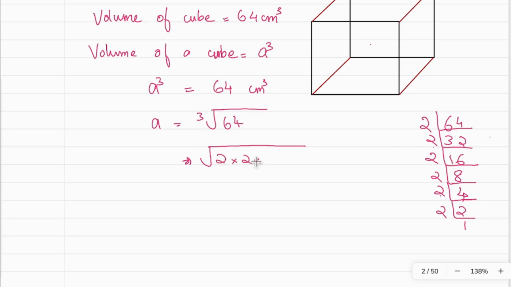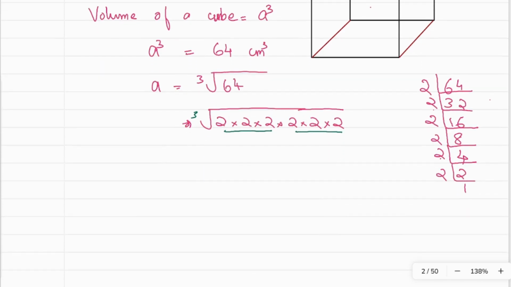2 into 2 into 2 into 2 into 2 into 2. So like this we can write. Then what we have to do? We have to do it like this: combine three 2's together. So from here I can take one 2, and from here I can take another 2. So what's the value? 2 into 2, which is equal to 4 centimeter.